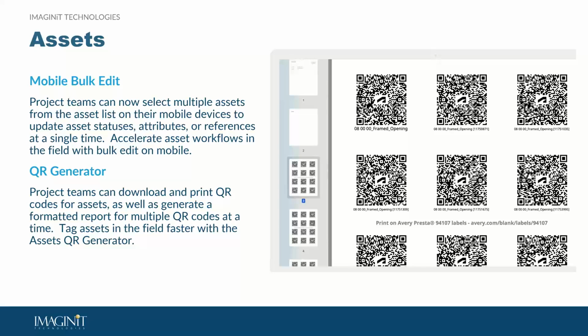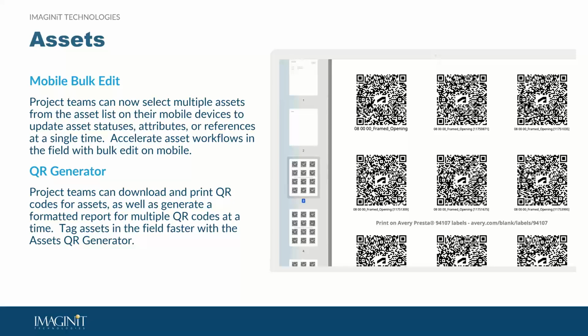So the first is a mobile bulk edit. Now project teams can select multiple assets from the asset list on their mobile devices, and then we can update them all at once, and that includes asset statuses, any kind of custom attributes, references. This is a really big change from having to open and update each asset individually. So if we think about having to inspect 15 pieces of equipment, I used to have to do commissioning in hospitals. That's when I learned that there's morgues in hospitals, and that was really scary for me.